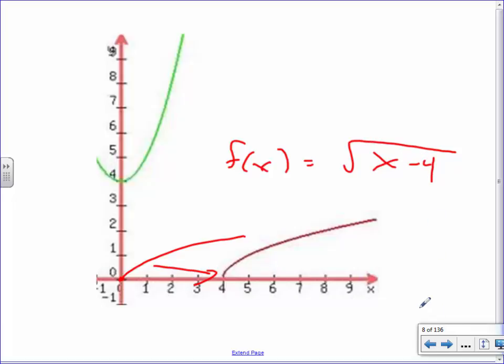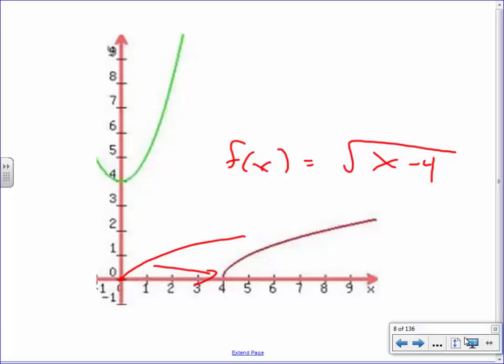There's the equation. We can now use the properties we've learned in the previous section to just look at a graph, and we should be able to tell you what the equation is because it's been slid over 4 units. The -4 inside the square root function slides it 4 that way.